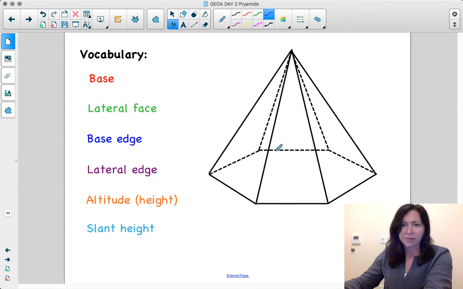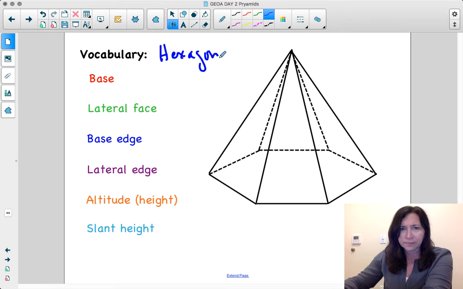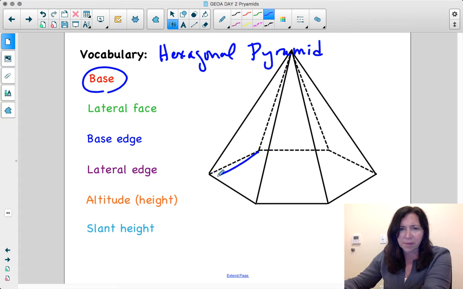What kind of a pyramid is this? Well, we're going to look at the base. We have 1, 2, 3, 4, 5, 6. So we call this a hexagonal pyramid. I look at the base, that's a hexagon. So for my hexagonal pyramid, this is my base. I have one base.